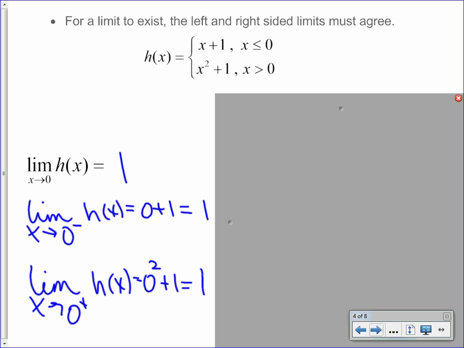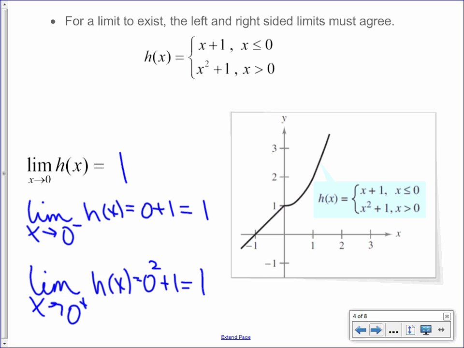Okay, let's look at the graph. What do we have? This is a line. This is a, and lucky enough for us, they meet up where their domains break. Okay.